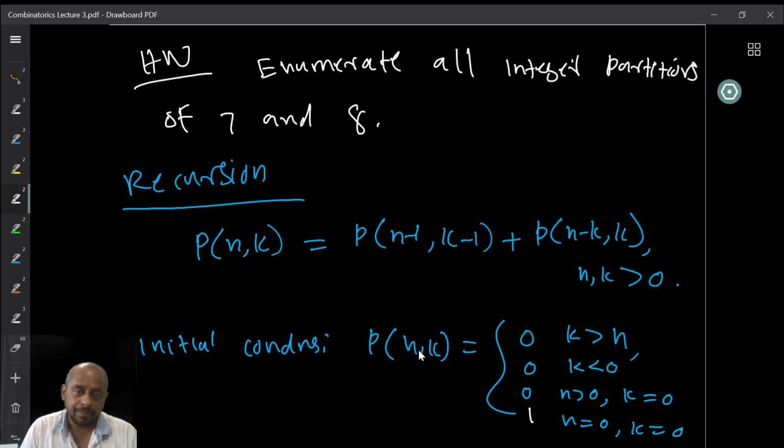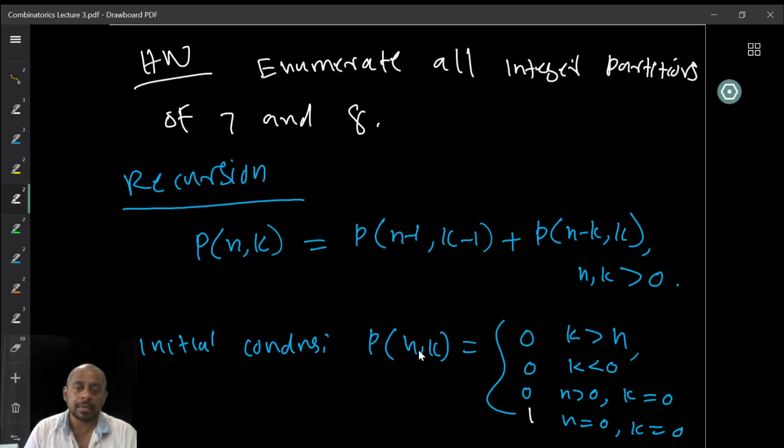Now we can also prove a recursion formula for counting p(n,k), the integer partitions of n into exactly k parts. So p(n,k) is equal to p(n-1,k-1) plus p(n-k,k), where n and k are positive. With the initial conditions, p(n,k) is equal to 0 when k is greater than n, or k is less than 0, or n is greater than 0 and k is equal to 0, and equal to 1 when n is equal to 0 and k is equal to 0.